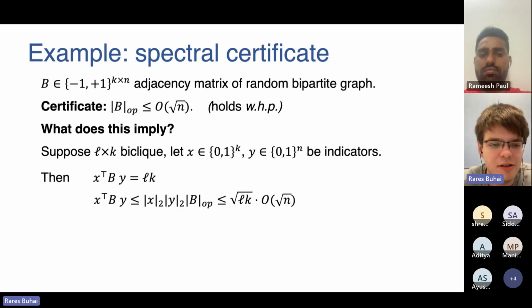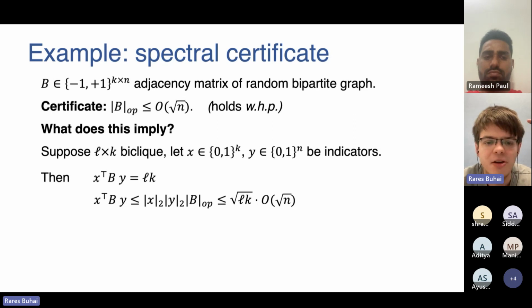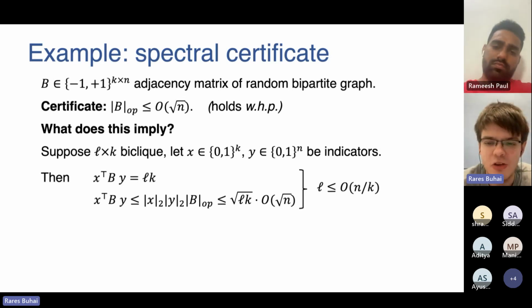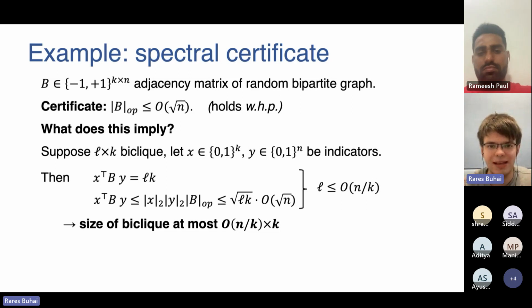And then you can also get a trivial bound, which is x transpose By. This is at most norm of x, norm of y, norm of B. The norm of x is root L and the norm of y is root k, just because they're indicators of this L by k biclique. And the norm of B, by the certificate, is O of root n. So if you combine these two statements, you actually get that L is at most n over k, which implies that any biclique has size at most n over k by k.